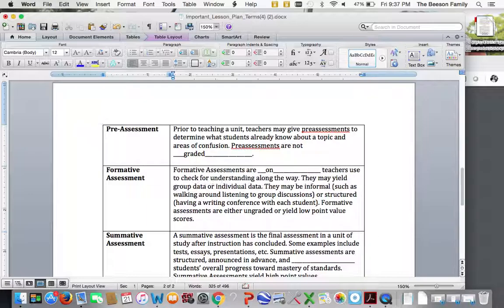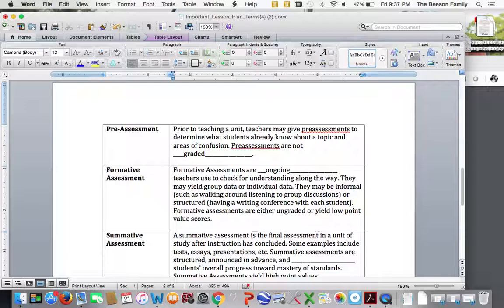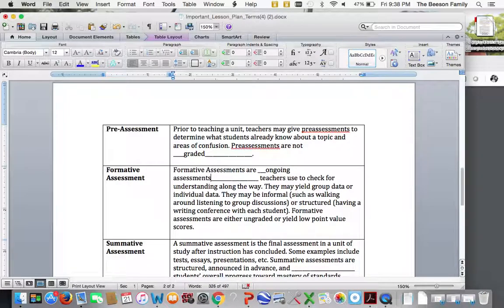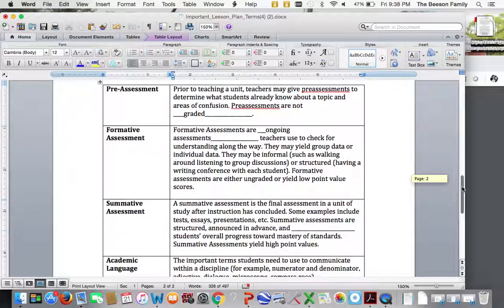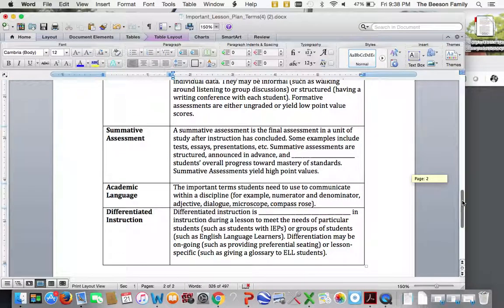Formative assessments are ongoing assessments that teachers use. They're not graded necessarily. Sometimes they are graded, but they don't count as a large grade. They give us data. They're informal. And as it says here, it's either ungraded or it's just a small grade. It's like a check for understanding.